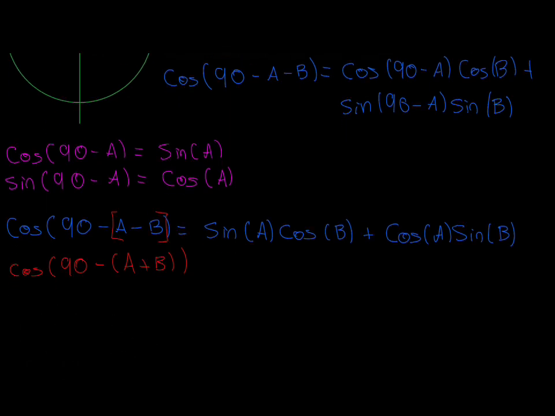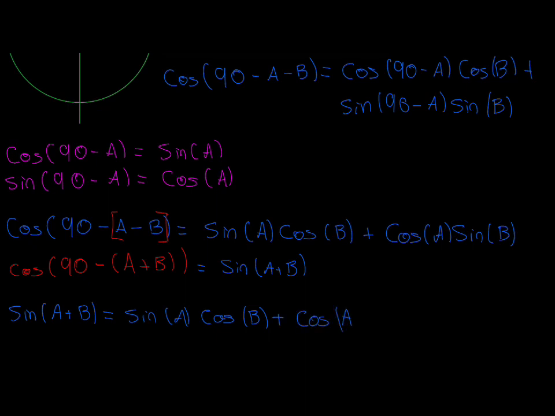What we can finally say is that, similarly, this is just going to be equal to the sine of a plus b, and that's following on from this rule right here. So in short, we have the sine of a plus b is equal to the sine of a cos b plus cos a sine b. And that is the end of this proof.